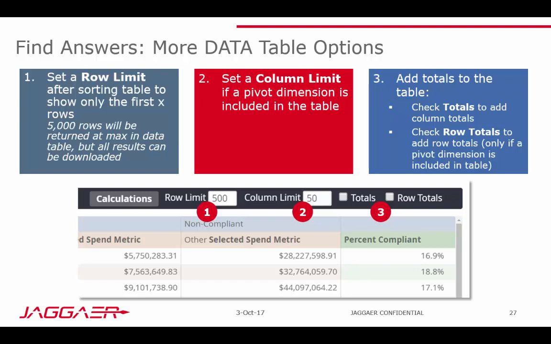You can set a column limit, especially if there's a pivot dimension that's included in the table. It'll show the first 50 columns. This is typically used maybe for if you want to see monthly transactions or weekly transactions and you've pivoted on the transaction week, let's say. You can show the first 20 weeks or first 50 columns. There's no limit here, but for best user experience, we recommend a column limit maximum of 50.